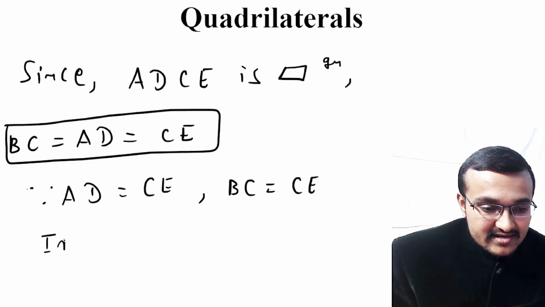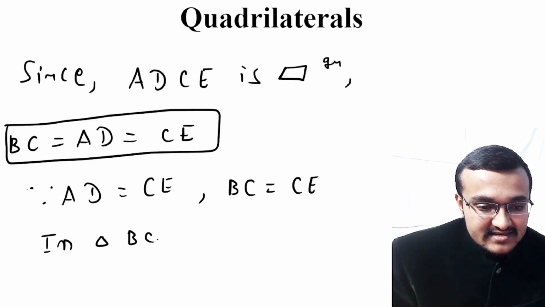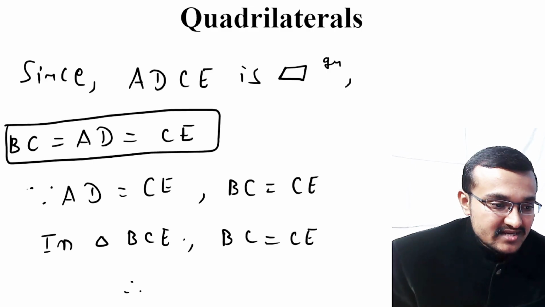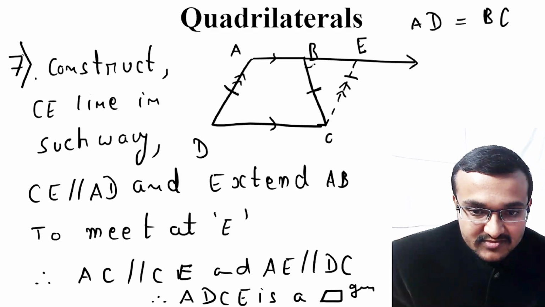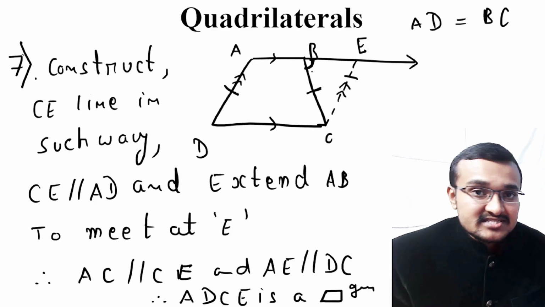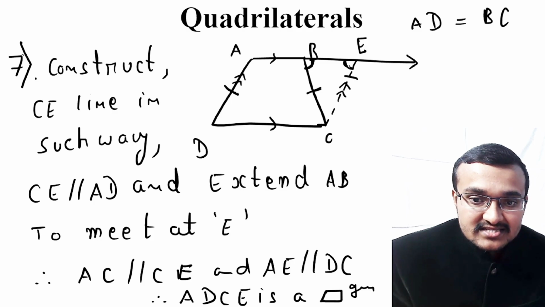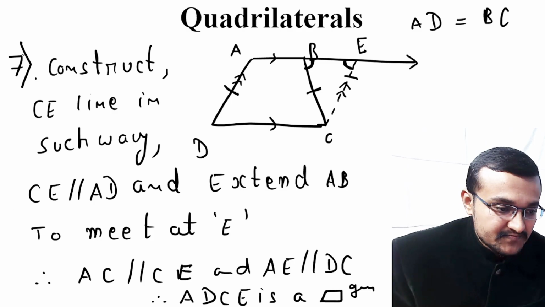So in triangle BCE, BC is equal to CE. Therefore the angles opposite these equal sides will be equal to each other. In the previous chapter we have studied that. So these two angles will be equal to each other. That is, CBE will be equal to BEC.